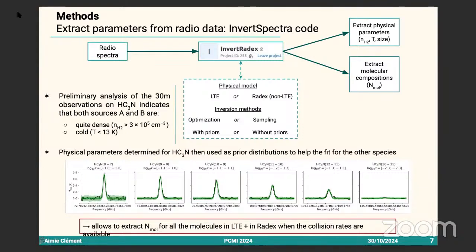So we did a preliminary analysis on the 30-meter data on HC3N, and it allowed us to conclude that the sources A and B that we observed are quite dense and cold. We then used this molecule HC3N as a prior distribution to help the fit for the other species. So it allowed us to extract the column densities for all the molecules in LTE, or in RADEX when we have the collision rates.